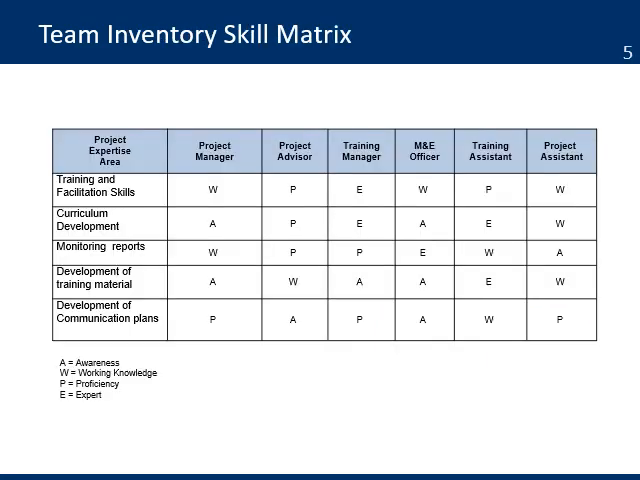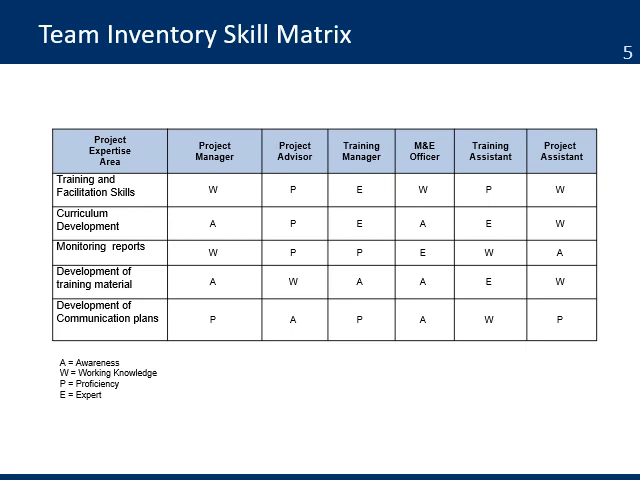One of the tools you can use in team management is the Team Inventory Skill Matrix that captures the expertise areas needed in your project. On this matrix, each one of your team members will be rated. They'll be rated on 4 levels. If they have awareness or understanding of a concept, if they have working knowledge to do the work, if they have proficiency and they do not need any supervision to do that work, or if they are an expert in that field and can lead the work on that specific area.